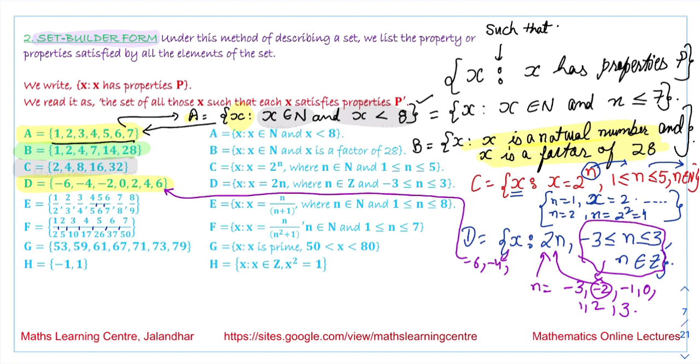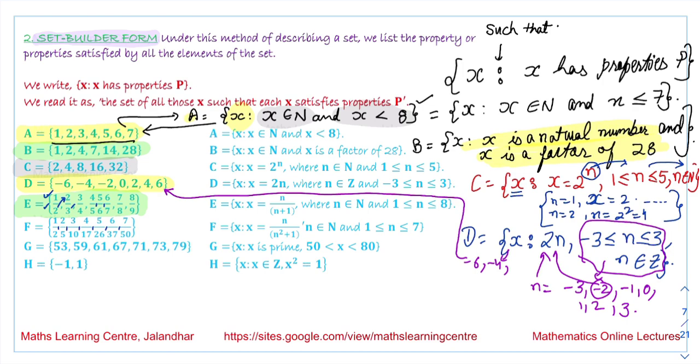Next we have the set E over here. The elements of this set are 1 by 2, 2 by 3, 3 by 4, 4 by 5, 5 by 6, 6 by 7, 7 by 8, 8 by 9. So how are these elements being formed? We can see the pattern over here. The first numerator is 1, then the next is 2, next it is 3. So the numerator is 1 less than the denominator, or we are saying the denominator is 1 more than the numerator. The first element is starting from 1.